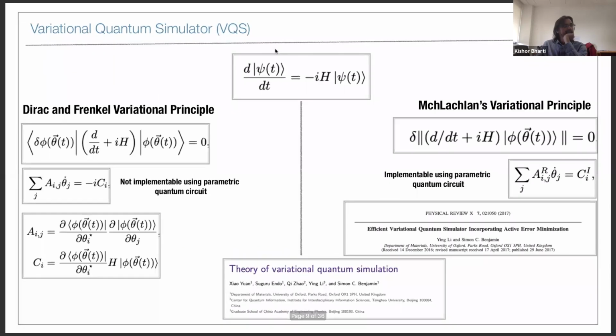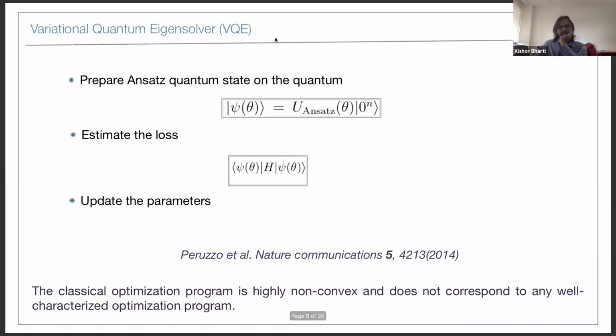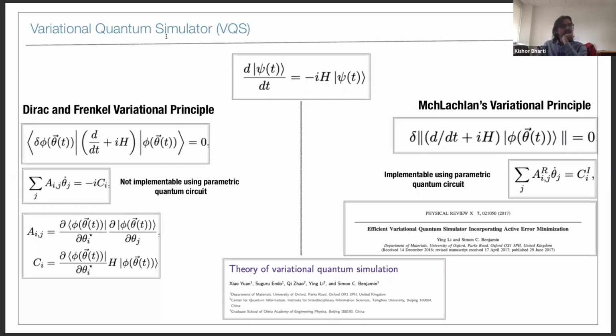Another algorithm, so this was for the ground state. The other algorithm, for Hamiltonian simulation, is the variational quantum simulator algorithm, which was developed by Li and Benjamin, like Ying Li, who was earlier working with Quake at CQT and later joined Simon Benjamin. They came up with this algorithm called variational quantum simulator. What it does is that you have some Schrodinger equation, and you want to simulate the evolution of some quantum state psi t using some quantum computer.